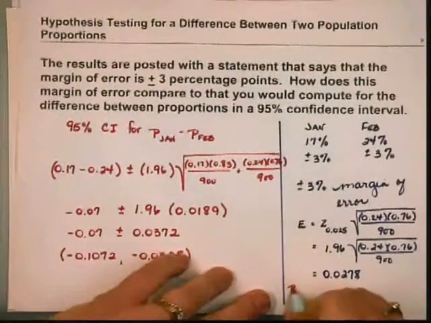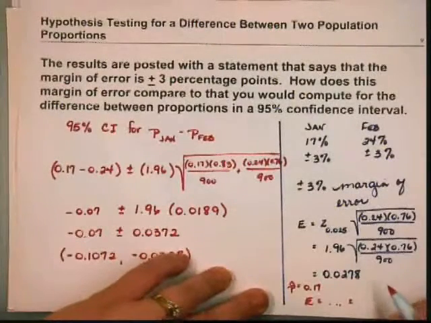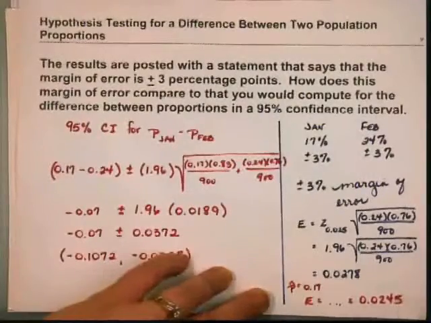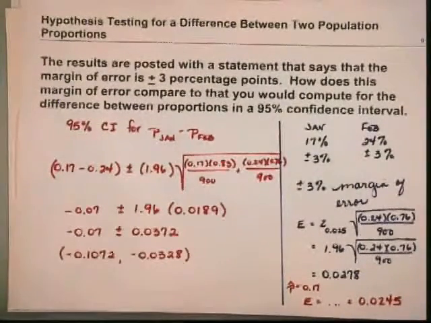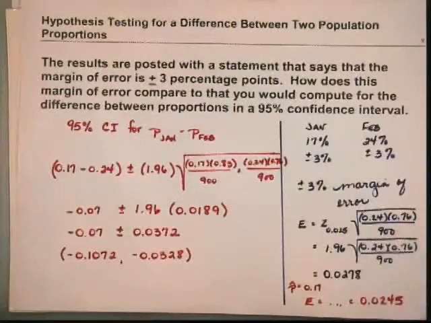When I did the p hat equals 0.17, the margin of error I got is 0.0245. Now, if you have a calculator handy, this one will be even easier. What is 0.5 times 0.5 over 900? Use 0.5 instead.